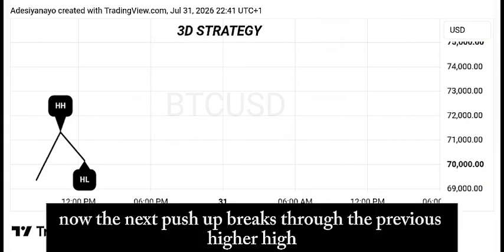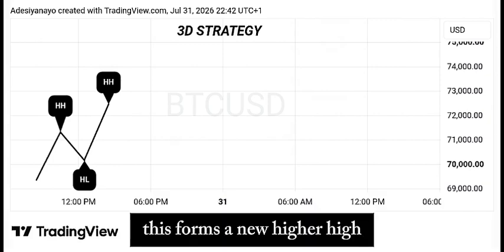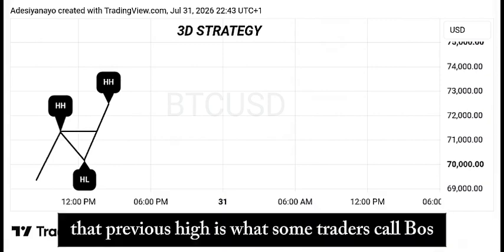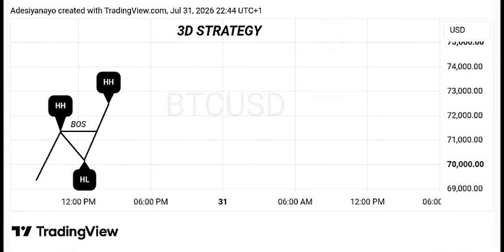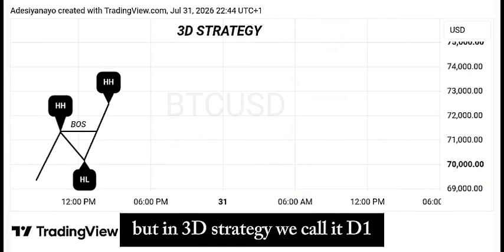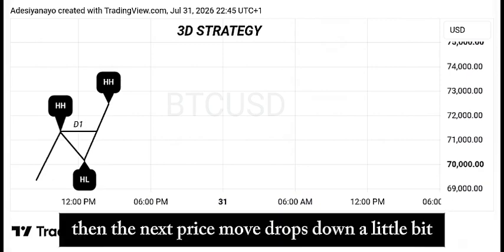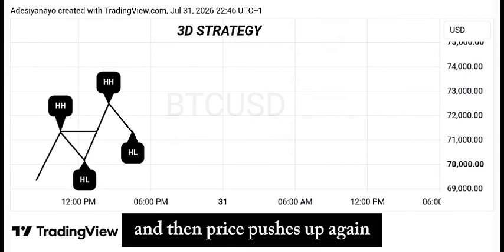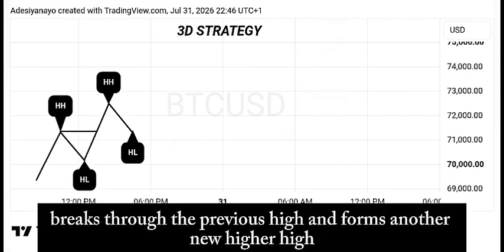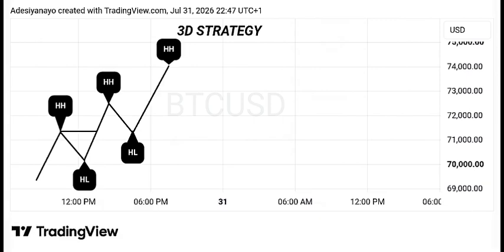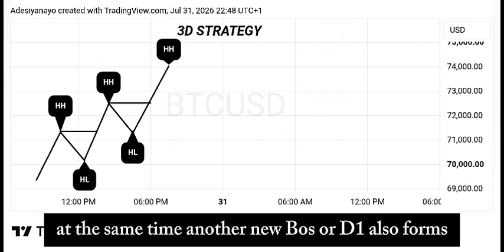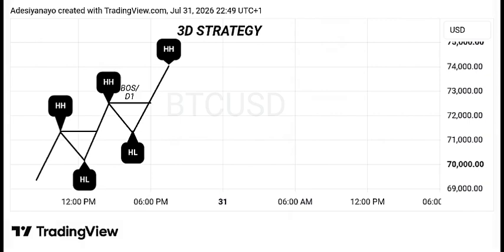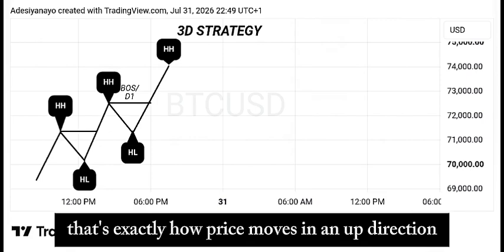Now, the next push up breaks through the previous higher high. This forms a new higher high. That level that was broken, that previous high, is what some traders call BOS, which means break of structure. But in 3D strategy, we call it D1. Then the next price move drops down a little bit and forms a new higher low. And then price pushes up again, breaks through the previous high, and forms another new higher high. At the same time, another new BOS or D1 also forms. That's exactly how price moves in an up direction.